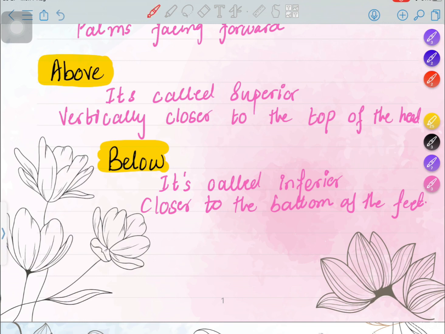So this is above and below. Can you see it's such a big idea, but when I use the superior and inferior context, it becomes specific. So specifically you can tell what things we are talking about.